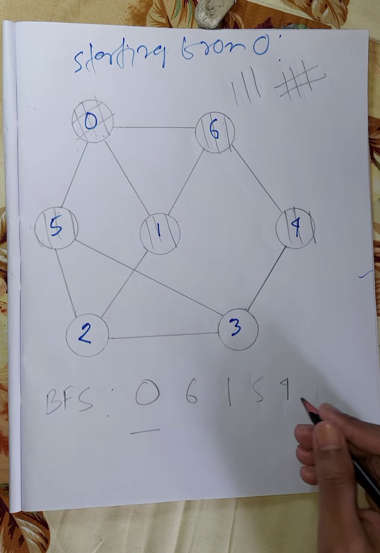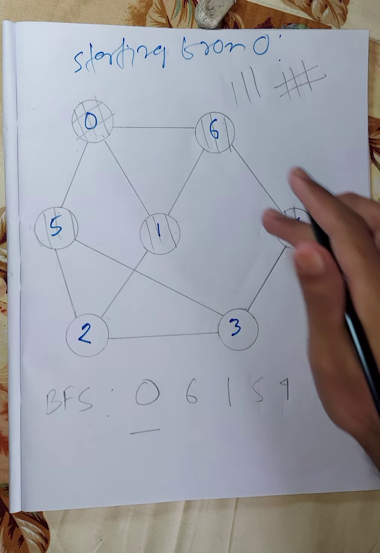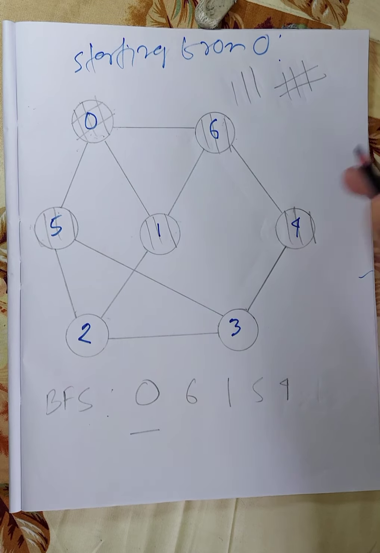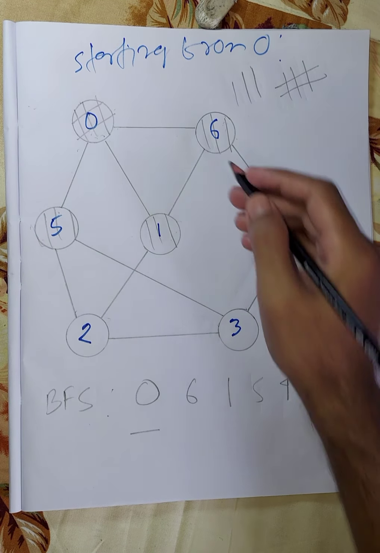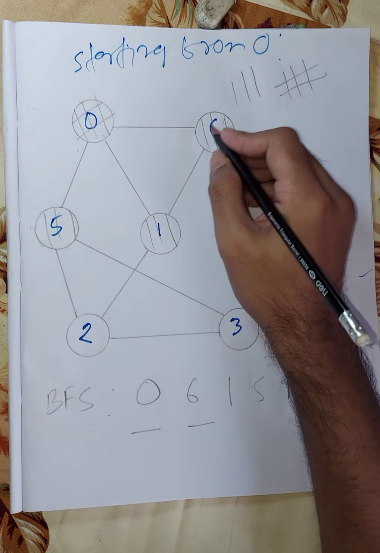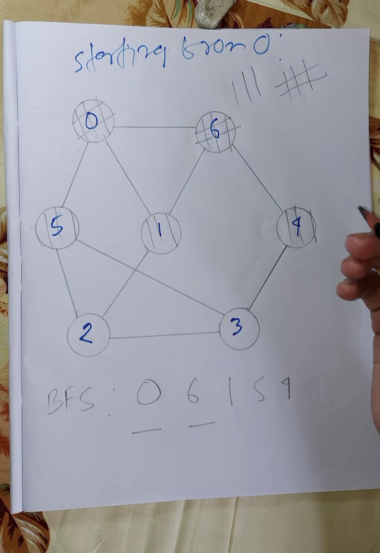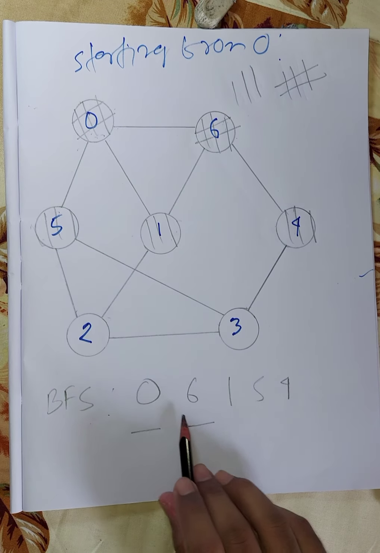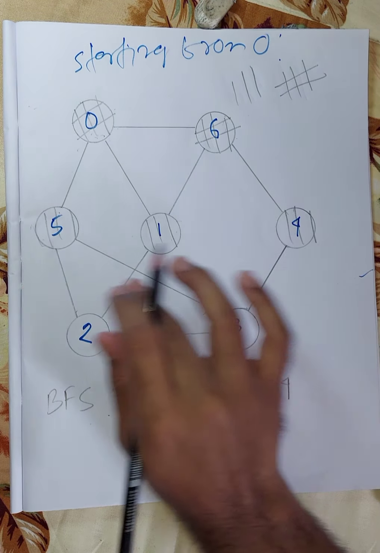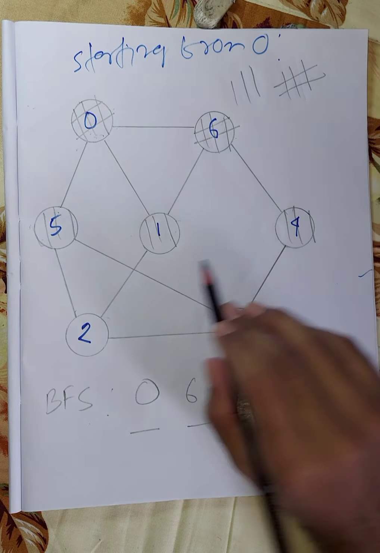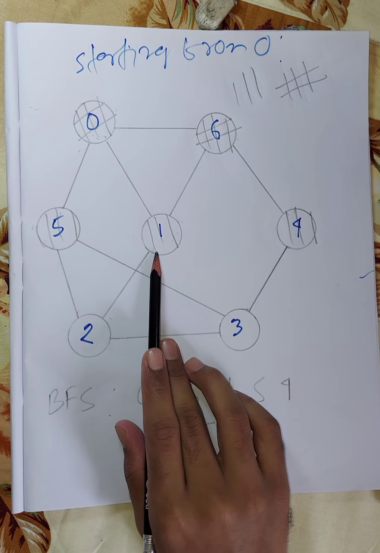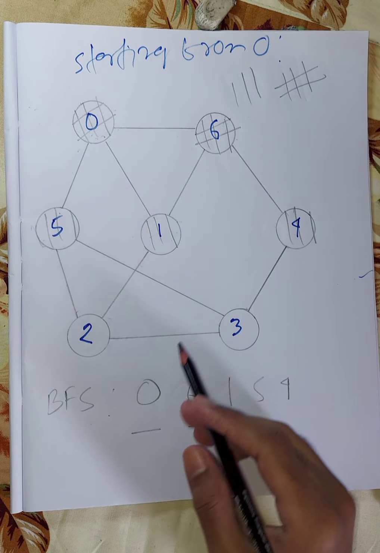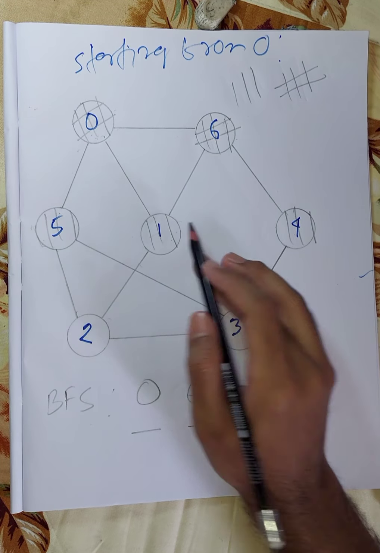So there is no part left unvisited. This is also completely explored, so I underline it. Then I have to come to 1, because 0, 6, 1, I should maintain the serial order. So then 1 is visited. Now adjacent vertices should also be visited in order to explore this.